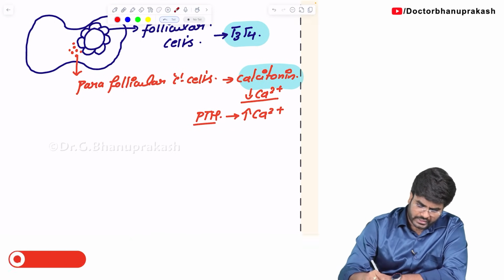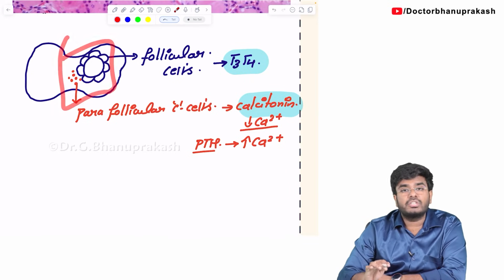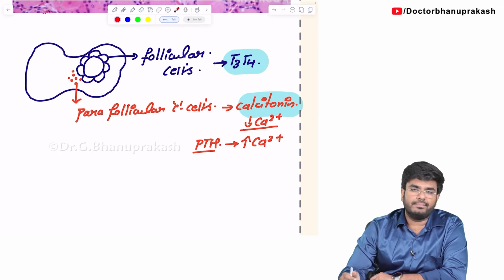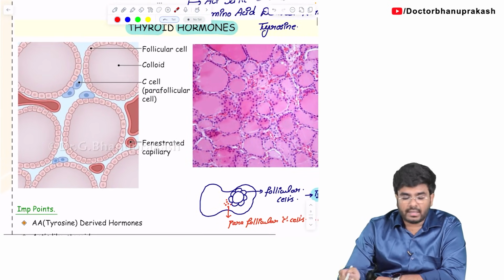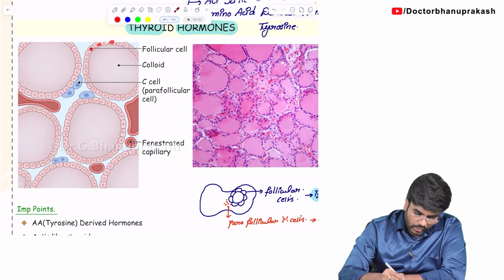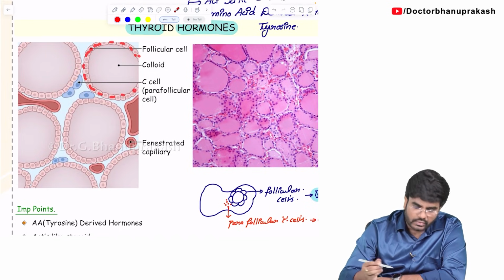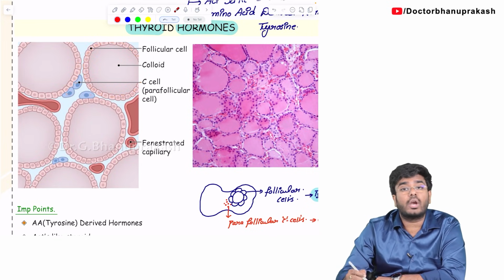Now, how will the questions show up in your exam? They will ask you to identify in the histology image which are follicular cells and which are parafollicular C cells. Look at this diagram. You can very clearly see the central space is called the colloid. Surrounding the colloid, these are the follicular cells. And here, these are the parafollicular C cells, which do not have any colloid.